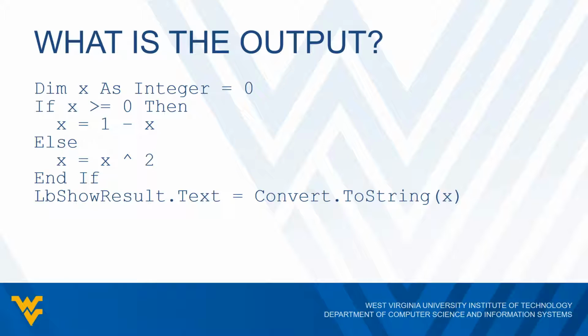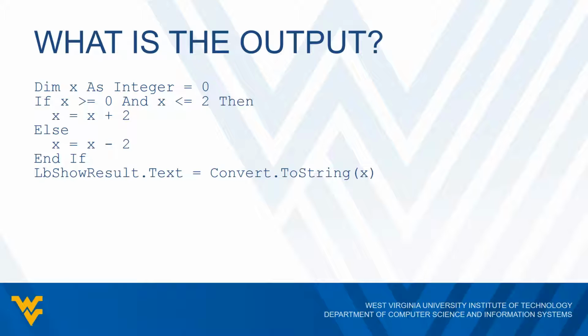So we need to check the first condition. So we're checking if 0 is greater than or equal to 0, which is going to be true because 0 does equal 0. So we're going to execute the then portion of our statement. So we're going to set x to be 1 minus x. Well, x is 0. So 1 minus 0 is going to be 1. Therefore, we convert the 1 to a string. So our label text is going to contain 1. So our output's going to be 1.